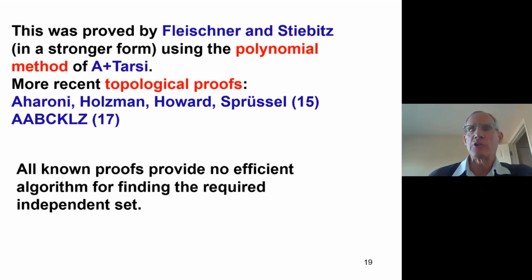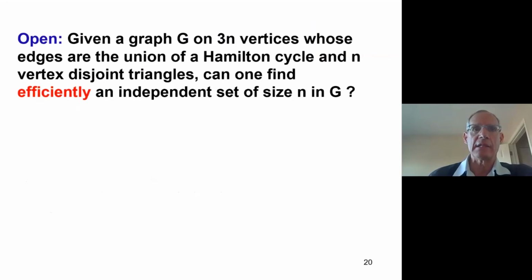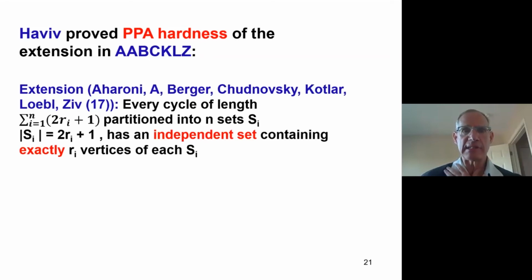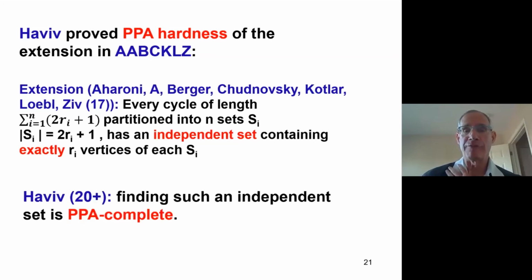And here actually also hardness is not known, but so I wrote it here. Given a graph G like this, 3n vertices, Hamilton cycle plus n vertex-disjoint triangles, can we find efficiently the independent set? Well, a very recent result by Ishay Haviv is a PPA hardness of the extension I mentioned in the paper with Aharoni, Berger, Chudnovsky, Kotlar, Lebel, and Ziv. So here is an extension that is mentioned here. This one here, to find the independent set, is also PPA complete.